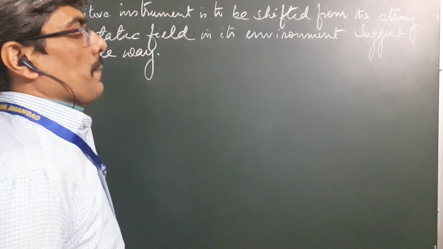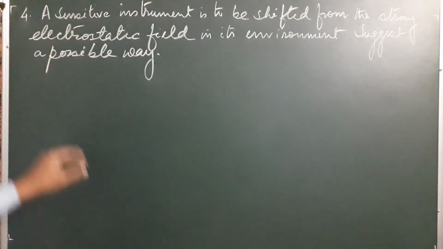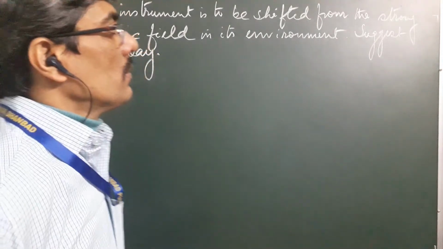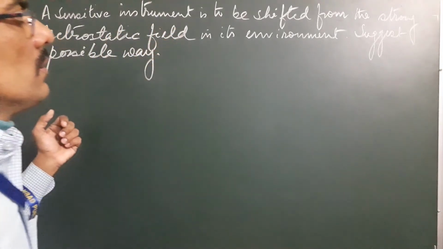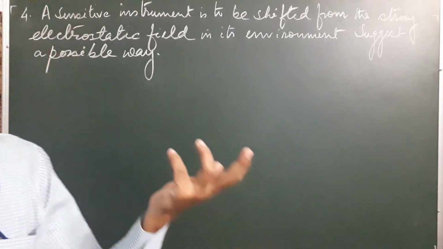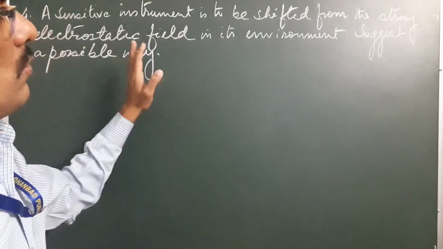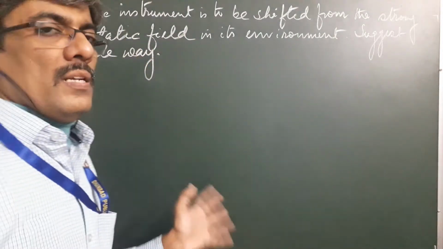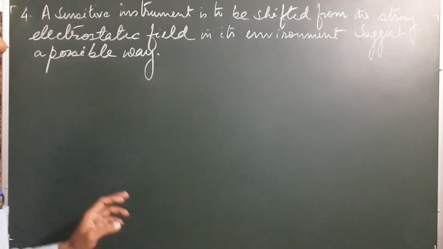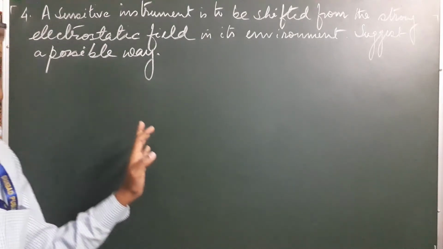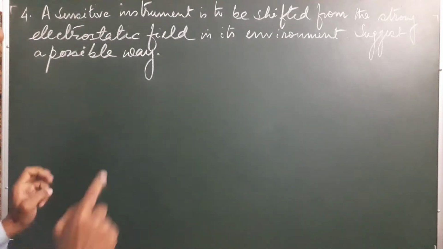The fourth question of today. A sensitive instrument is to be shifted from the strong electrostatic field in its environment. Suggest a possible way. Sensitive instruments, it could be a microprocessor, or other electrical or electrostatic instruments, need to be shifted from a strong field. Normally these instruments and devices are very sensitive and generally get damaged in a strong electric field. But you need to shift it. How would you do it?